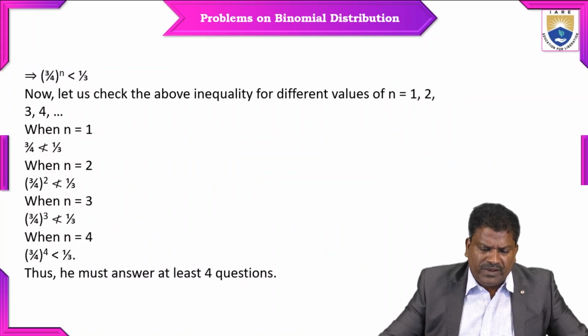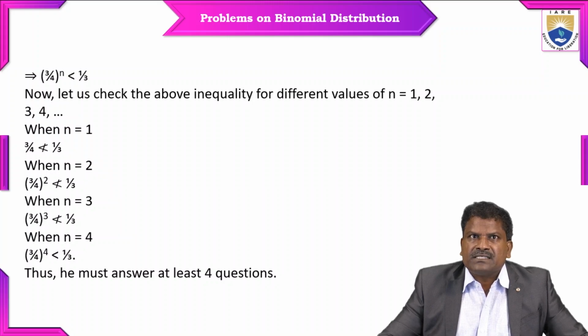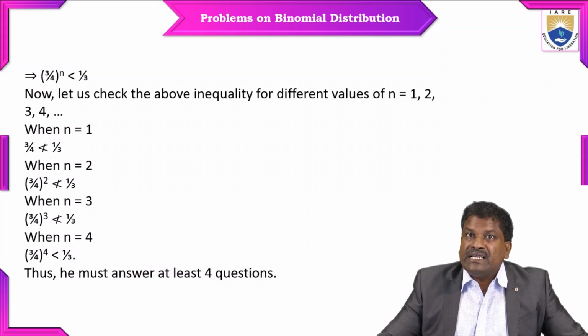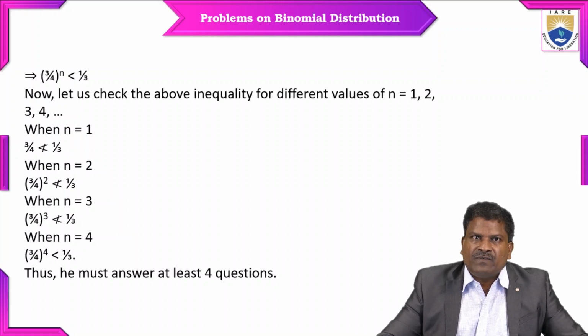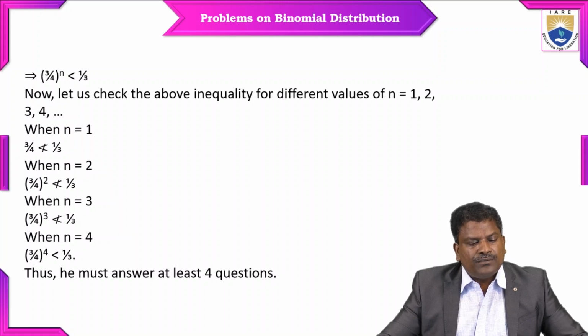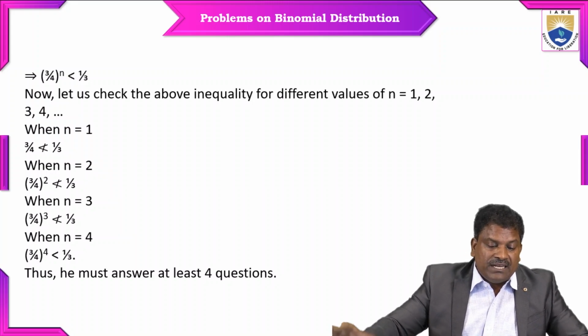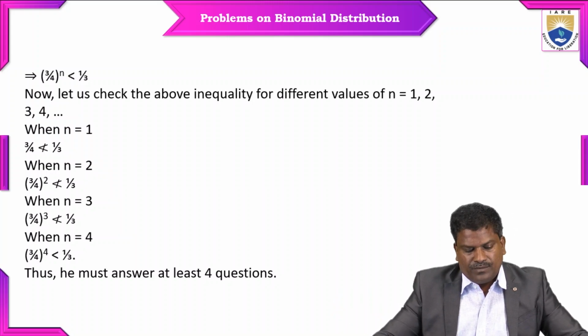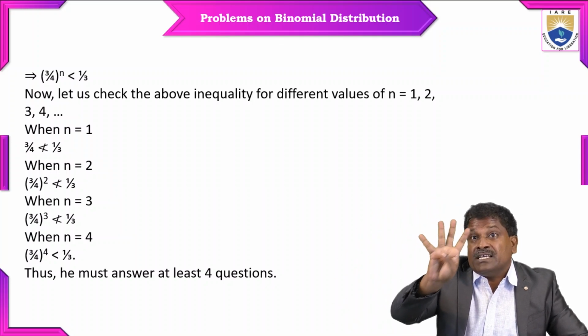3 by 4 to the power n is less than 1/3. Now let us check the above inequality for different values of n equal to 1, 2, 3, 4, etc. If you keep n equal to 1, it's not true. For n equal to 2, false. For n equal to 3, false. For n equal to 4 only it is true. Thus, you must answer at least 4 questions.